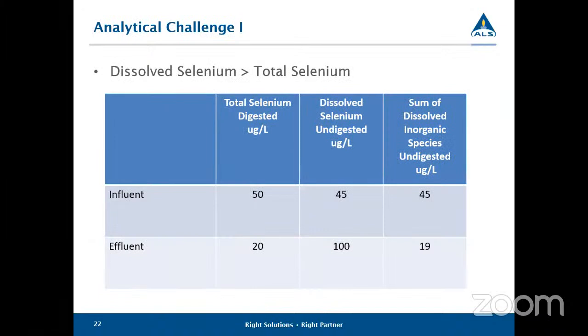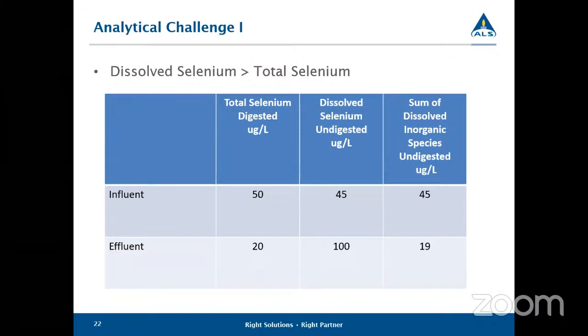Now, this is a common thing we often see: dissolved selenium greater than total selenium. And in this case, this was a wastewater treatment plant. So in the influent, everything makes sense with our typical regulatory total selenium, dissolved selenium analysis. Total selenium, 50 micrograms per liter, dissolved 45. If we looked at the species, 45.